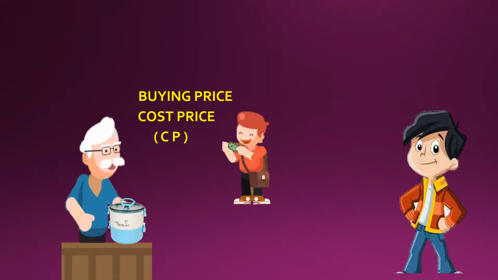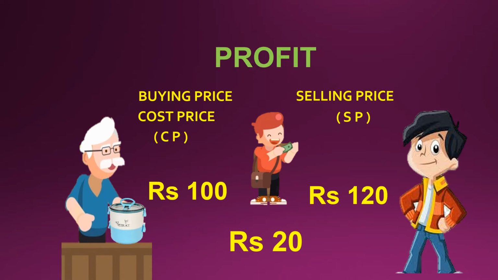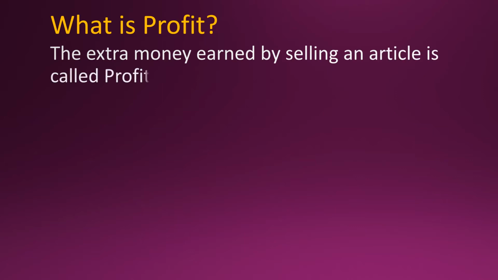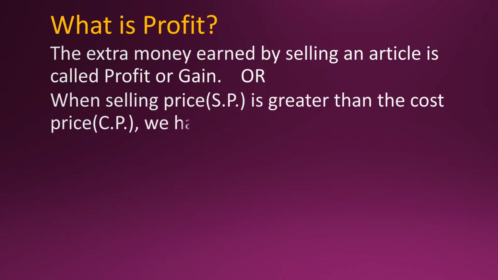Now tell me, Vedant purchased a lunchbox for rupees 100 and then sold it to Pranshu for rupees 120. So how much extra money did Vedant have? Yes, rupees 20. So that is profit. What is profit? The extra money earned by selling an article is called profit or gain. Or when selling price is greater than the cost price, we have a profit.